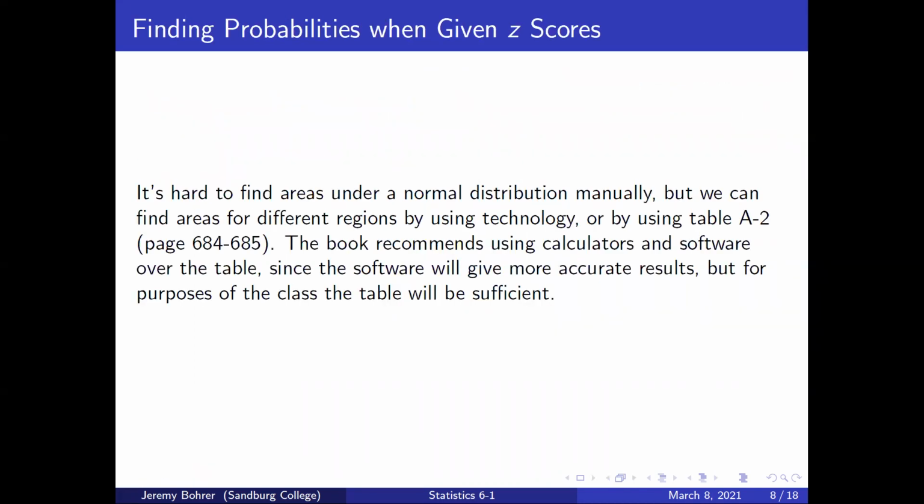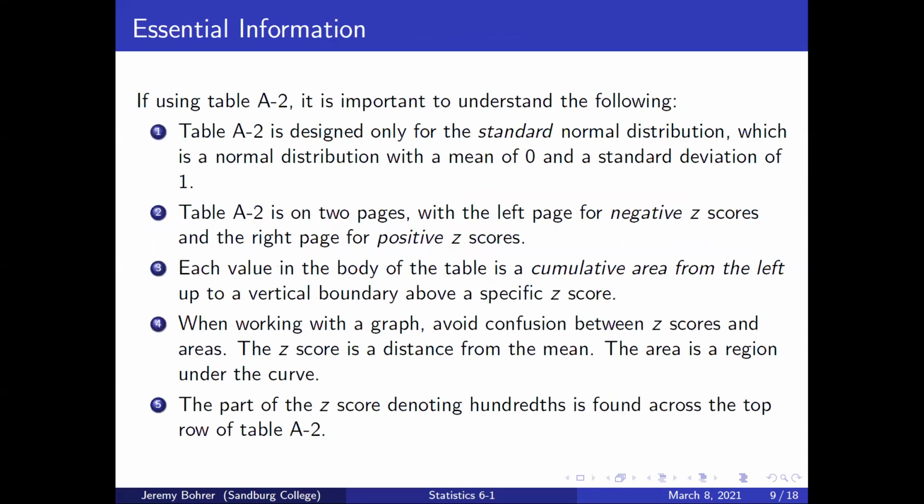It's hard to find areas under a normal distribution manually, but we can find areas for different regions by using technology or by using table A2 on pages 684 to 685. The book recommends using calculators and software over the table, since the software will give more accurate results. But for purposes of the class, the table will be sufficient. If using table A2, it's important to understand the following. Table A2 is designed only for the standard normal distribution, which is a normal distribution with a mean of 0 and a standard deviation of 1.